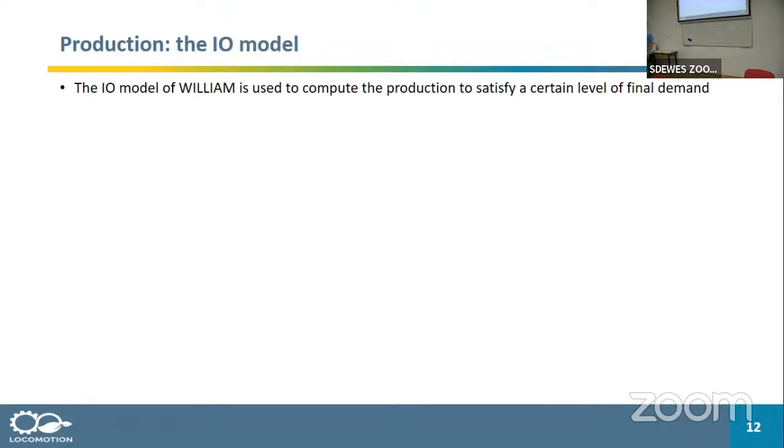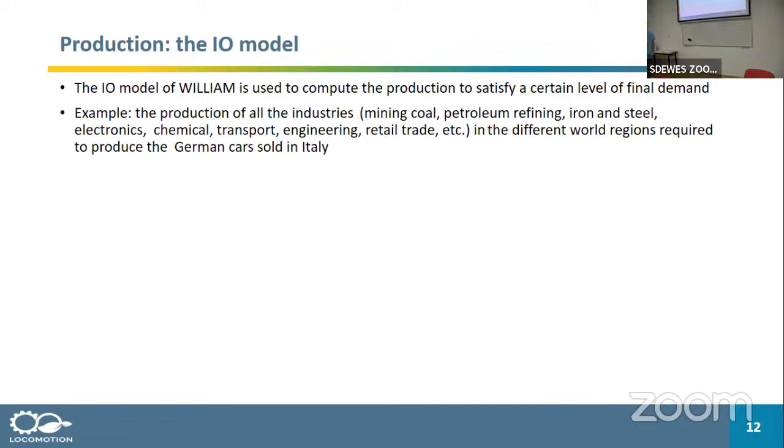So what else? Many people here know something about input-output models, but basically the idea of introducing an input-output model in William is that it can compute the output of the different sectors required to satisfy a level of final demand. For instance, the model can compute the production in all the industries, such as mining, coal, petrol refining, iron and steel, in all the regions in the William model, that is required to produce German cars that are sold in Italy. This is what the input-output model does: it translates from final demand to production. And from production, we can link to other modules, such as the labor module. This is one goal of the model.